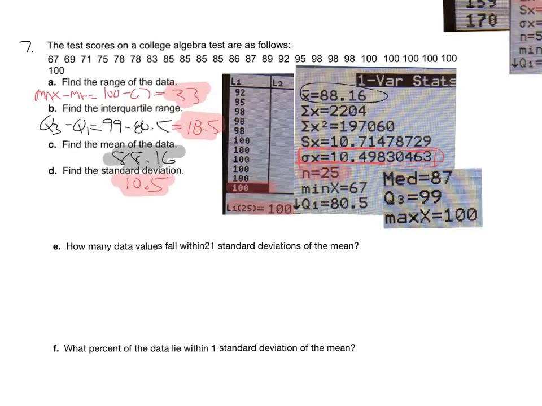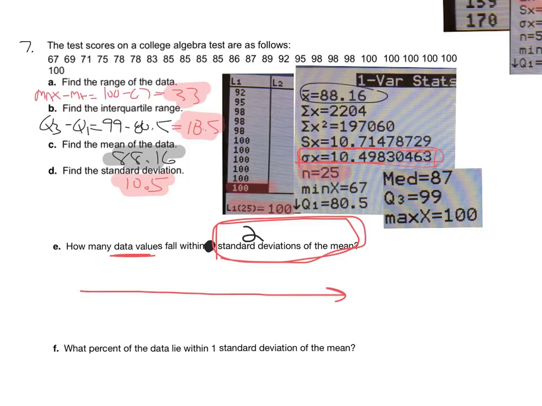Now, what we need to do is find the number of data values that fall within 2 standard deviations of the mean. So what we're going to do is imagine our data on a number line, and it's all going to be centered about the mean, the average. So here our average is 88.16.